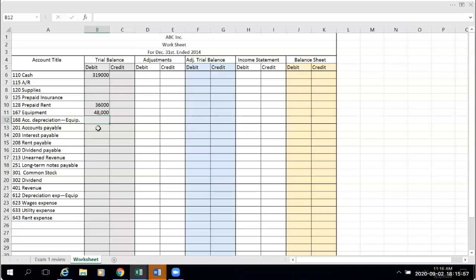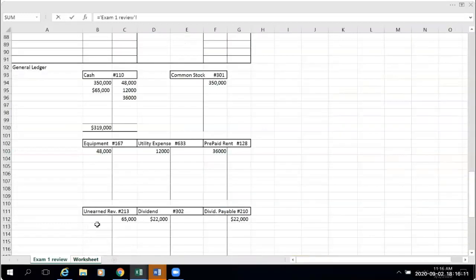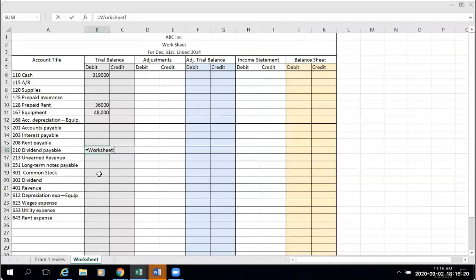Accounts payable, I don't think we have any. Interest payable, I don't think we have any. Rent payable, no. Dividend payable, I remember that. So here we go, equals to dividend payable. Oops, let's go back. No, wrong. Why? Because dividend payable, it's a liability. Make sense?